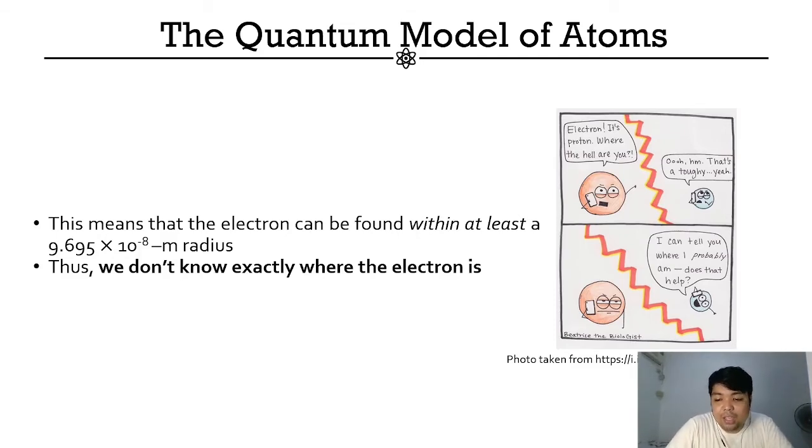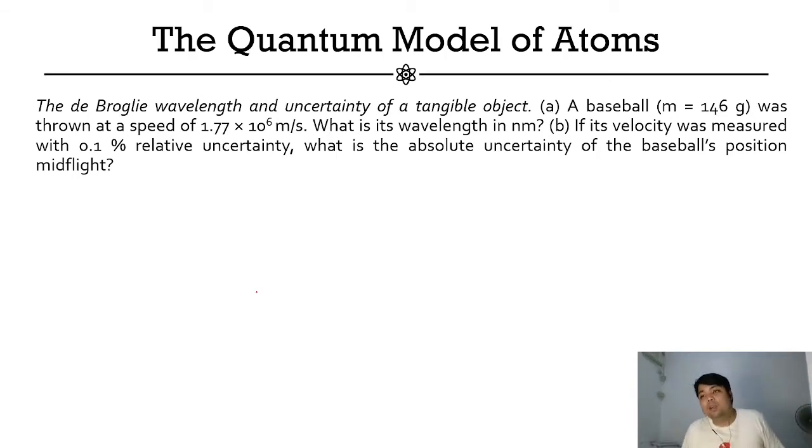So let's try using that principle on a much larger object, say a baseball. Now we have a baseball with a mass of 146 grams, thrown at a speed of 1.77 times 10 to the 6 meters per second. So what will be its wavelength in nanometers? The same problem. Okay, so let's try solving this one.